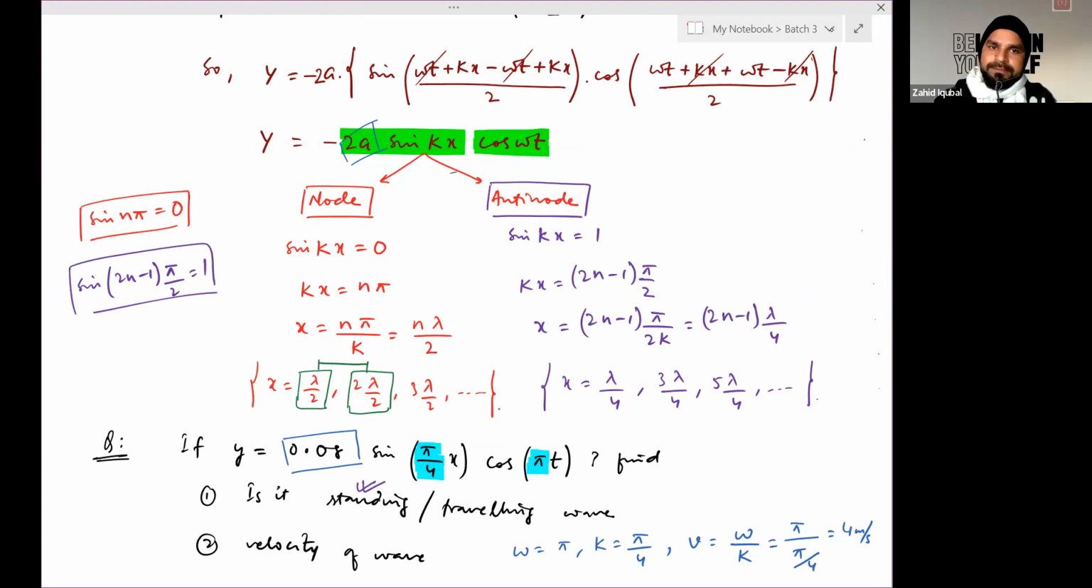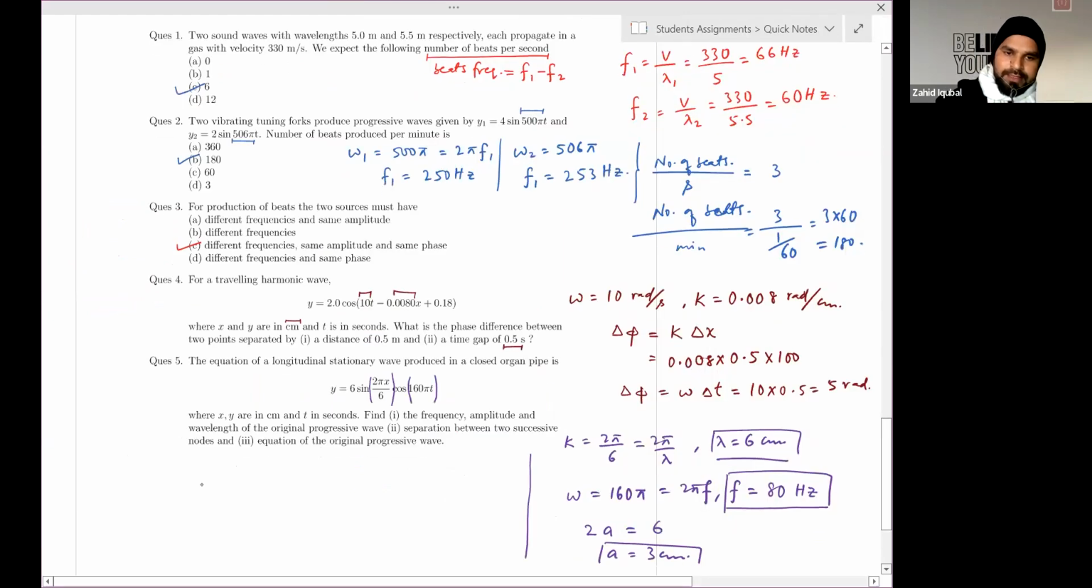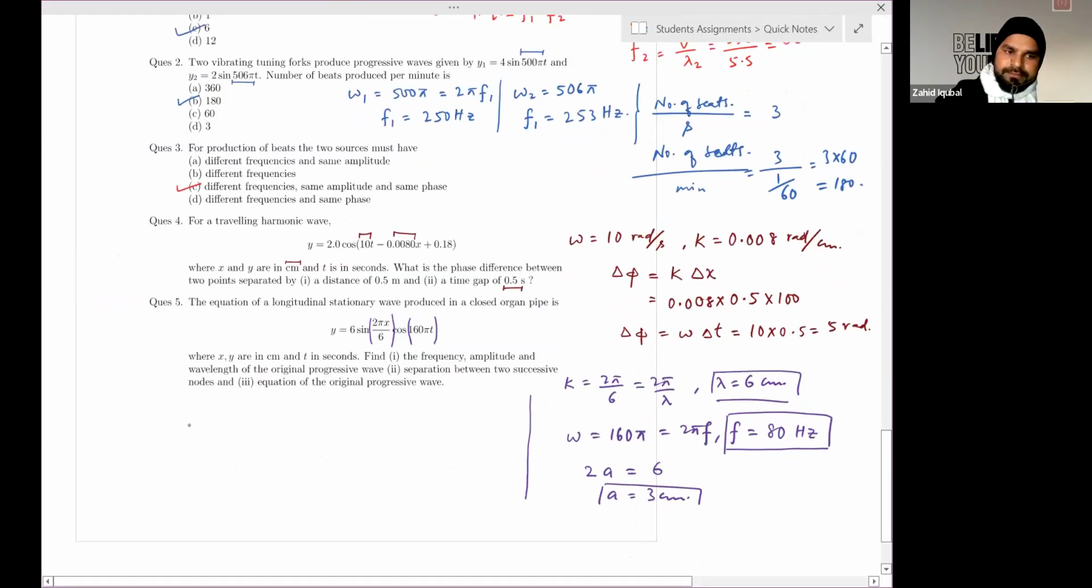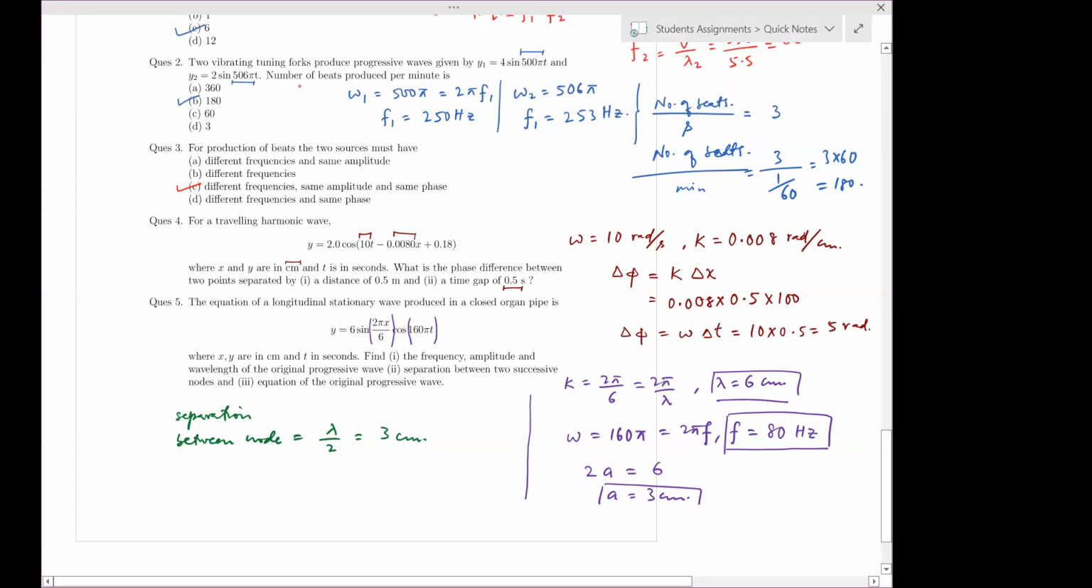So we can say the separation between nodes will be lambda by 2, and lambda we have calculated as 6 centimeter, so it must be 3 centimeter. Riba, any doubt? No, sir.